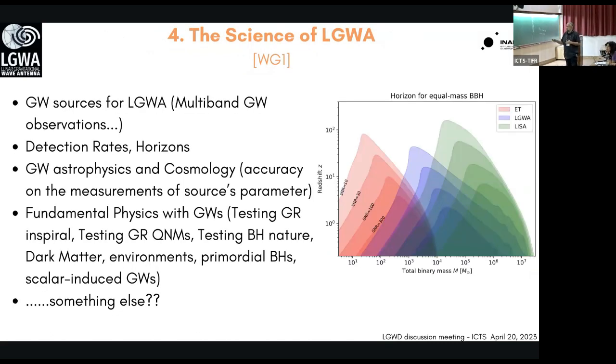Then we move on to the science that we can do with the LGWA. This is a plot that also Jan showed, the most updated plot, I think, for the horizon and detection rate of LGWA compared to ET and LISA. And for the science, we can focus on gravitational wave astrophysics, cosmology, fundamental physics in many forms. And maybe we can also think of other science cases that we can talk about.